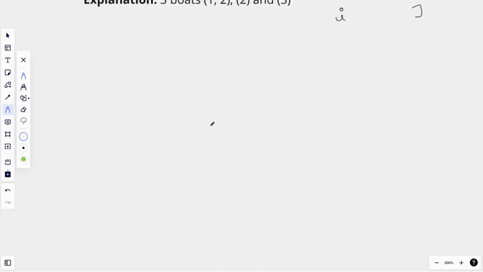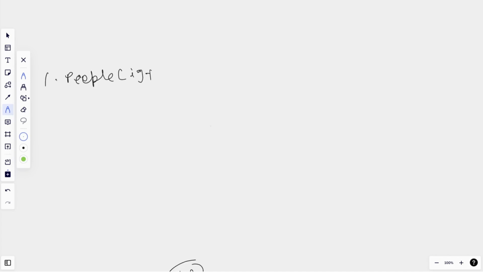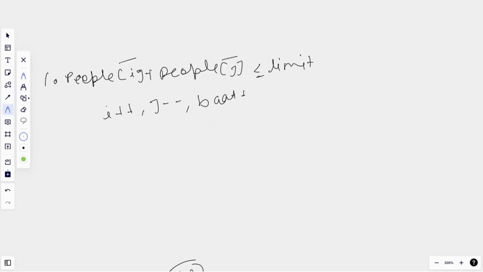So there are 2 cases. In the first case, if people[i] plus people[j] is smaller than or equal to limit, then this is the best scenario for us. Then I will do i plus plus and j minus minus, meaning I will make sure that the ith guy and jth guy sit together, and I will increase my i, decrease my j and increase my answer. So boats plus plus. This is the best scenario for us.